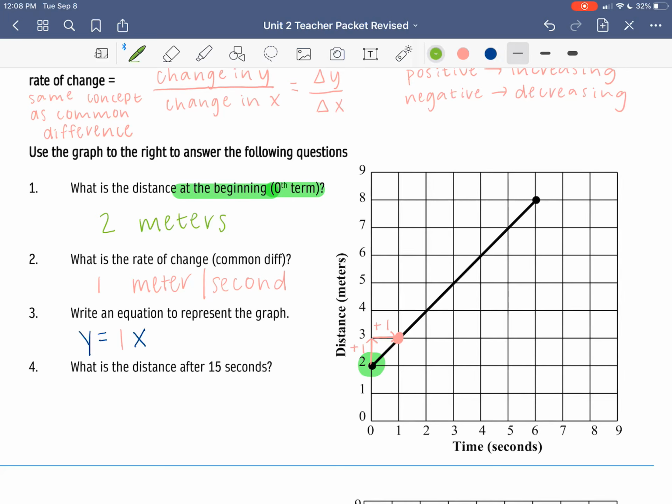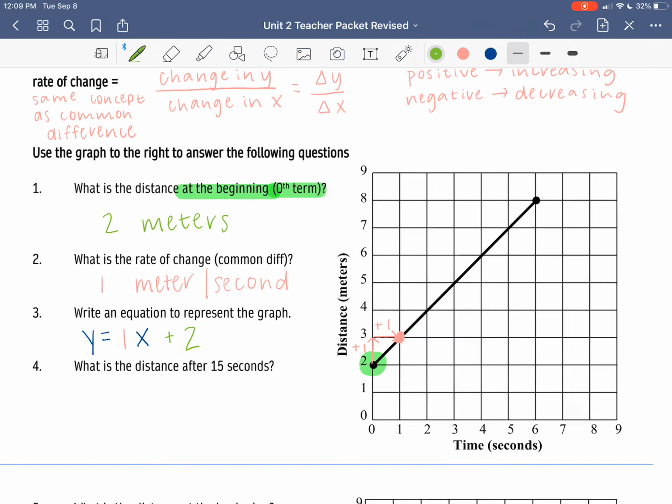And then we started at 2 meters at the beginning. So y equals 1x plus 2 would be an equation that represents this graph. Now, this is really useful to answer questions like number 4, where we want the distance after 15 seconds.